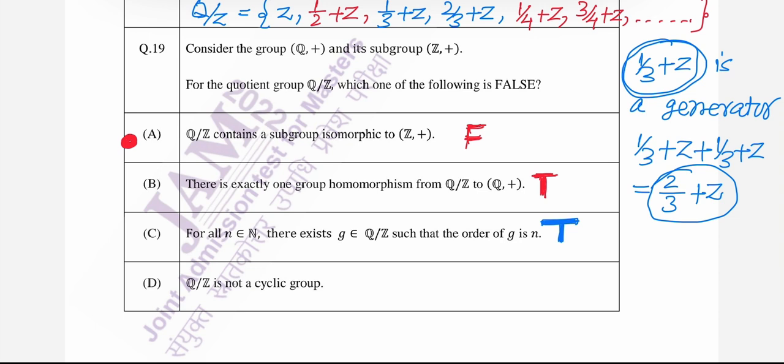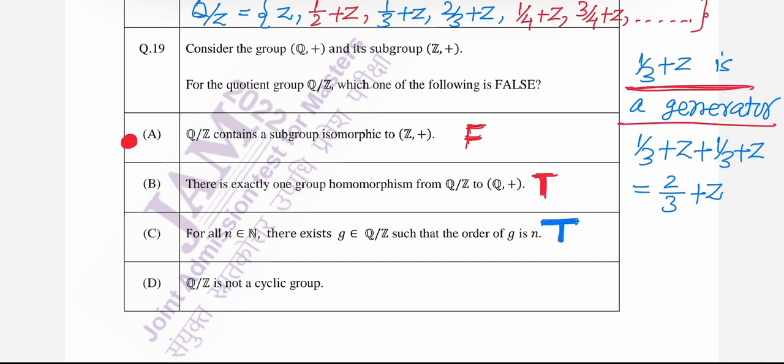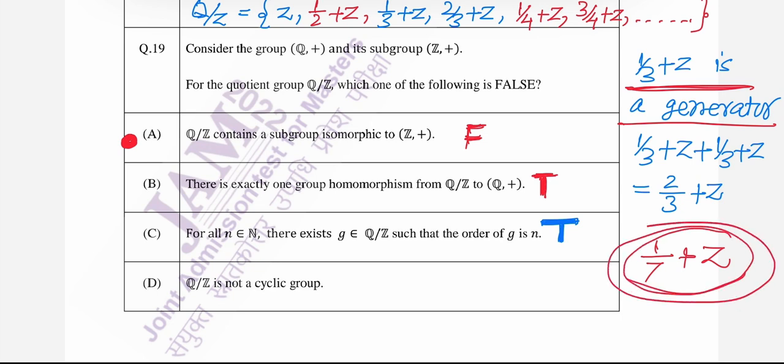I think you understand this thing, but I will speak more about this. Here I have assumed that 1 by 3 plus Z is a generator. It means that 1 by 3 plus Z should also generate this 1 by 7 plus Z. But you know, whatever times you add 1 by 3 plus Z plus 1 by 3 plus Z plus 1 by 3 plus Z, it will never give you this element. So it means 1 by 3 plus Z is not a generator of Q by Z.